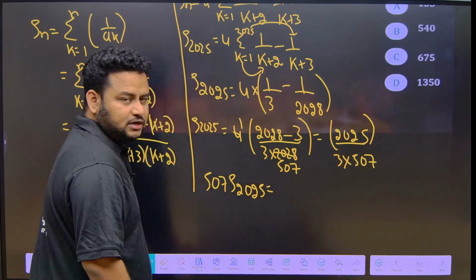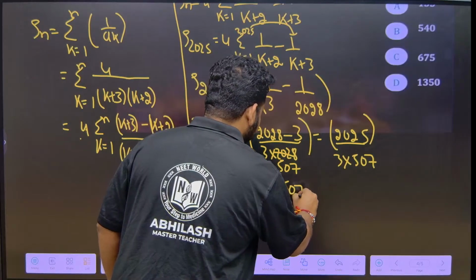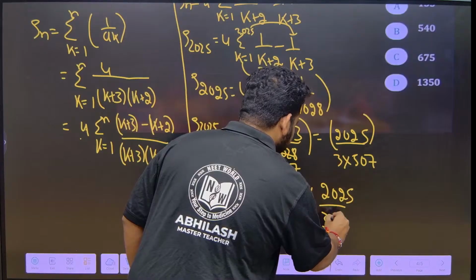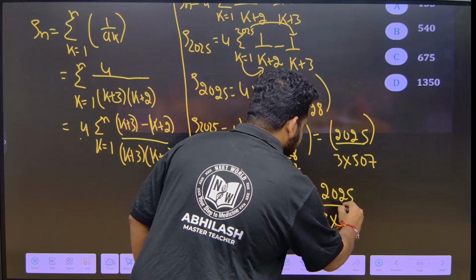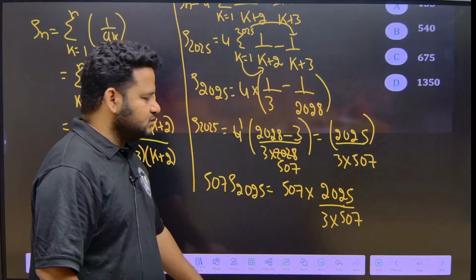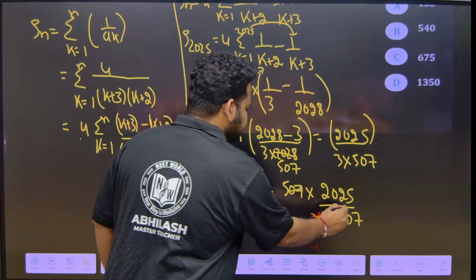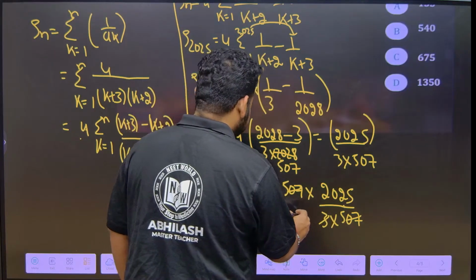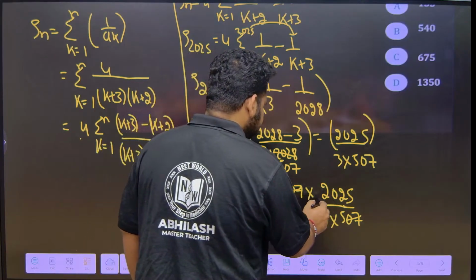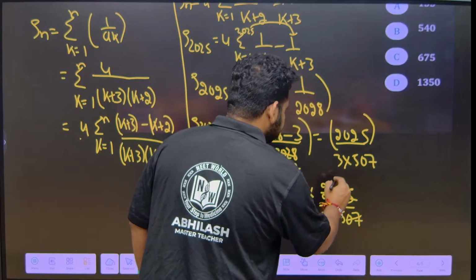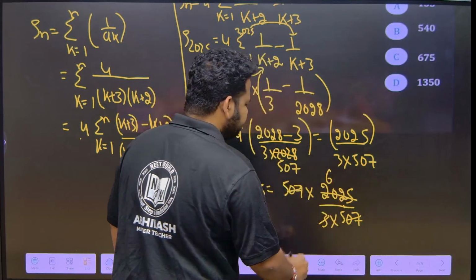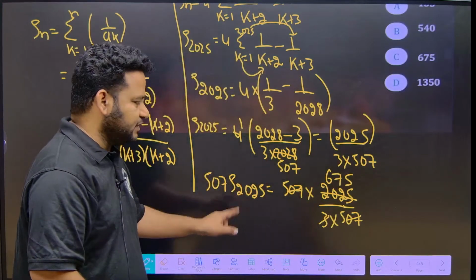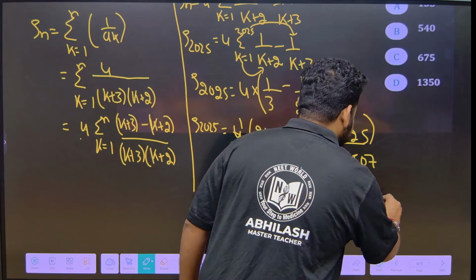S2025, that is nothing but what? 507 times of S2025 is what? 2025 divided by 3 into 507. Okay, 3 into 507. So what can I do? 507 I can cancel. So this will become what? 3 ones are. This is nothing but 3 ones are. This is 3 6 are 18, 3 7 are 21, 3 5 are 15. So 507 times of S2025 is nothing but equal to 675.